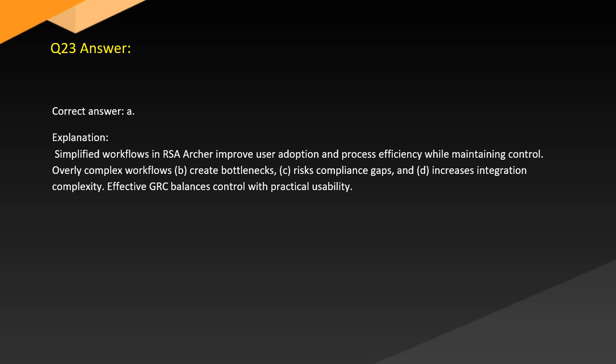Answer. Correct answer: A. Explanation: Simplified workflows at RSA Archer improve user adoption and process efficiency while maintaining control. B. Overly complex workflows create bottlenecks. C. Risks compliance gaps. And D. Increases integration complexity. Effective GRC balances control with practical usability.